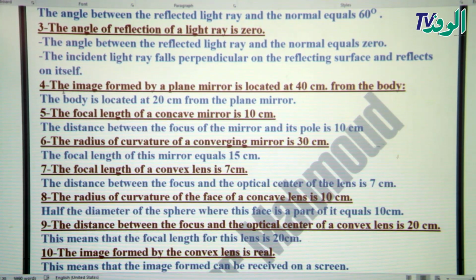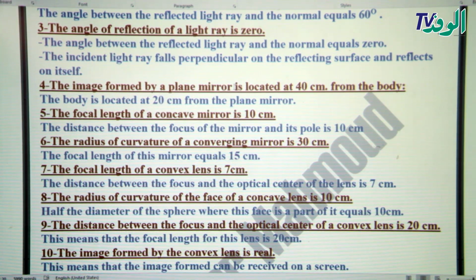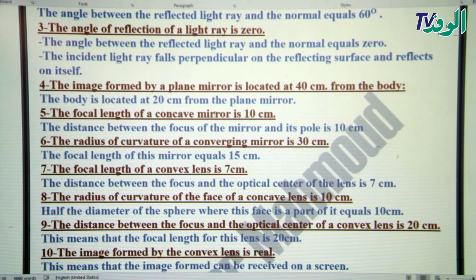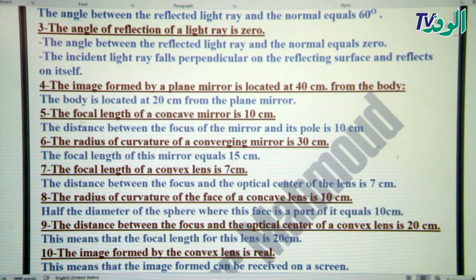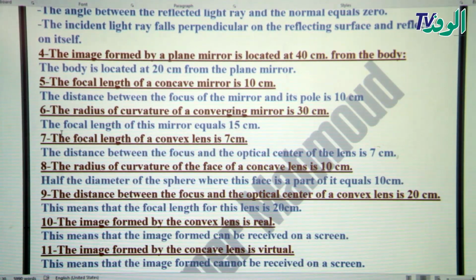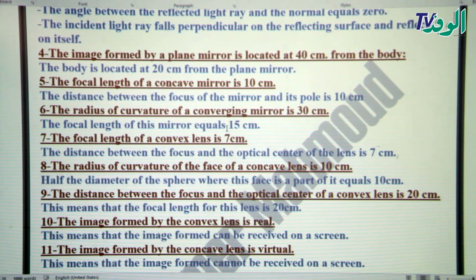Number 4. The image formed by a plane mirror is located at 40 centimeters from the body. What does that mean? Yes, very good. That means that the body is located at 20 centimeters from the plane mirror. What's meant by the focal length of the concave mirror is 10? That means that the distance between the focus and the pole of the mirror equals 10 centimeters. The radius of curvature of a converging mirror is 30. That means that the focal length of this mirror is equal, excellent, 15 centimeters.